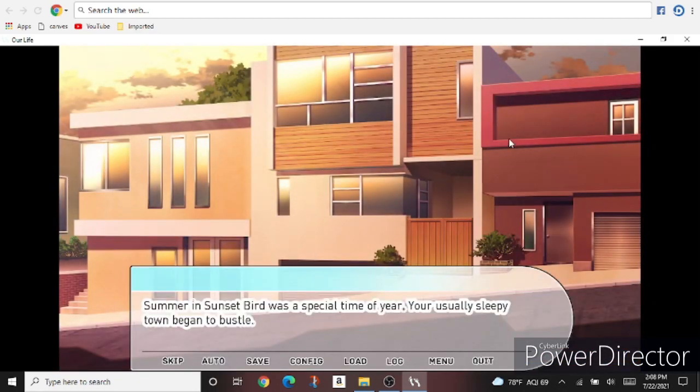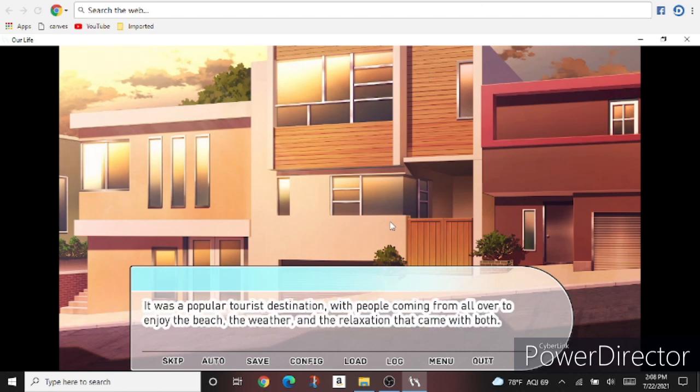Now let's get reading. Summer at Sunset Bird was a special time of year. The usually sleepy town began to bustle. It was a popular tourist destination, people coming from all over to enjoy the beach, the weather, and the relaxation that came with both.